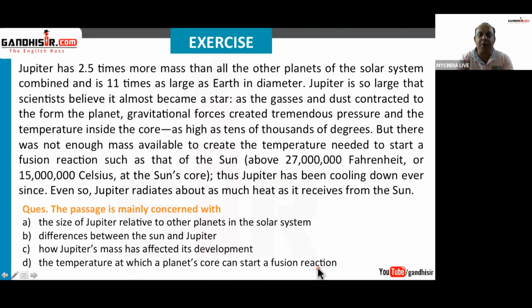No, it is not talking about how a fusion reaction starts. It means my 3 options have become negative, and one is positive. This is the way of thinking multiple choice questions.